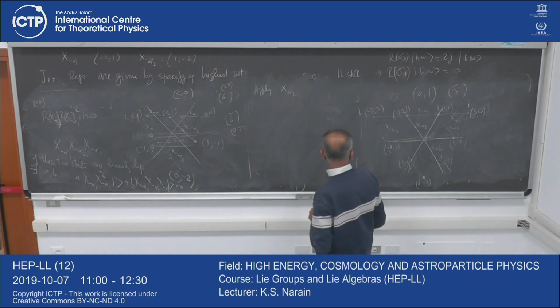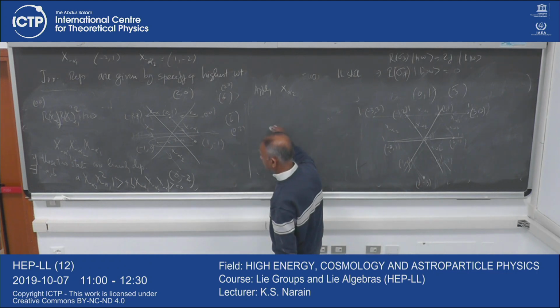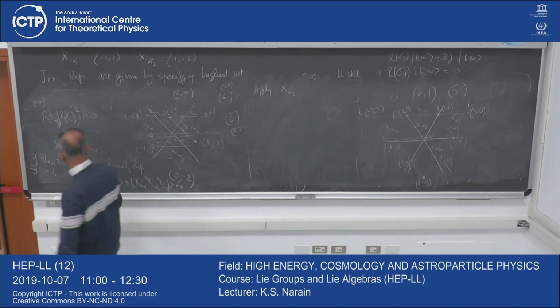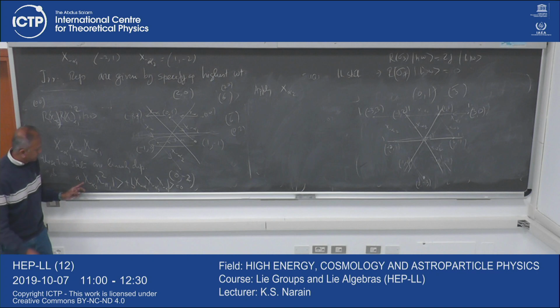Okay. So if I apply x alpha 2 on this, what will I get? I take the commutator of x alpha 2 with x minus alpha 2. So I apply x alpha 2 on this. X alpha 2 with x minus alpha 2 will be h2, right? And I know the eigenvalue of this h2 on this state, right? Is that clear?